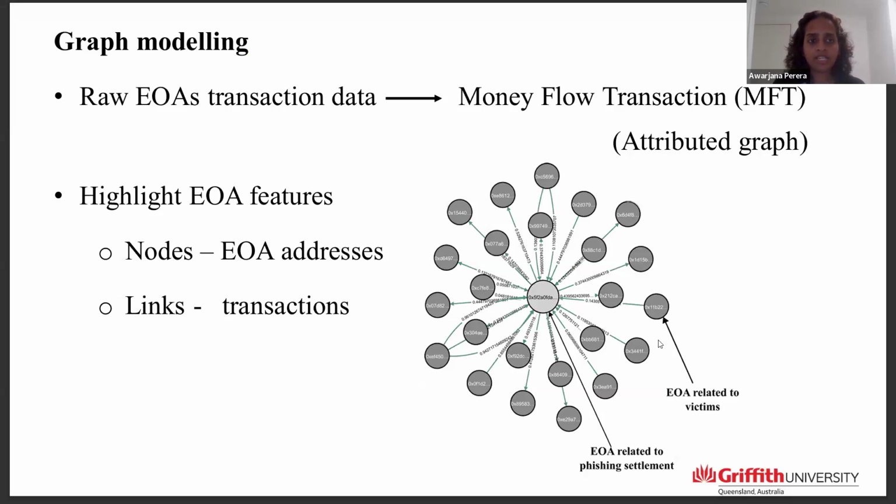And at the graph modeling stage, an attributed graph was developed for the same dataset. In this case, it was a money flow transaction graph. So this is a diagram of the attributed graph developed for this application. And in this case, the nodes are the EOA addresses of our dataset, and the links are the transactions that happen between each EOA.